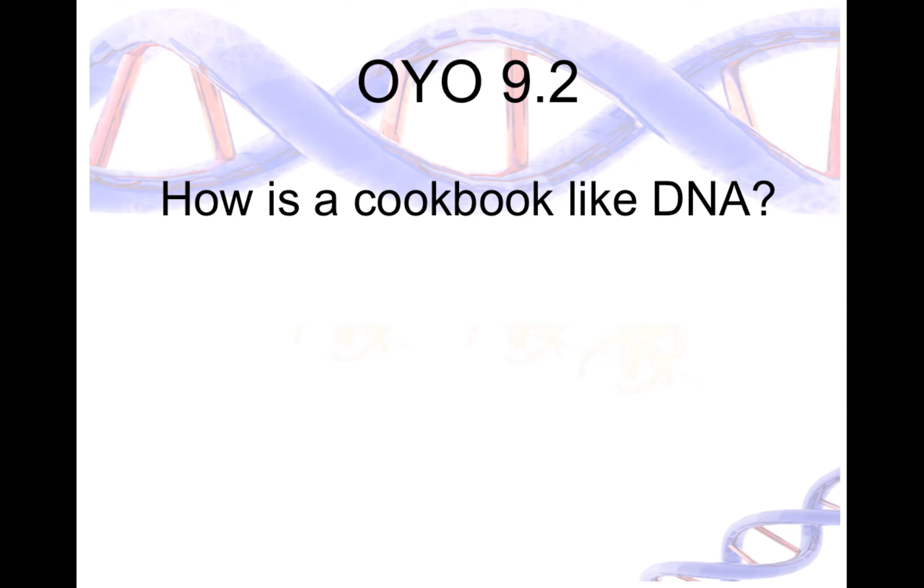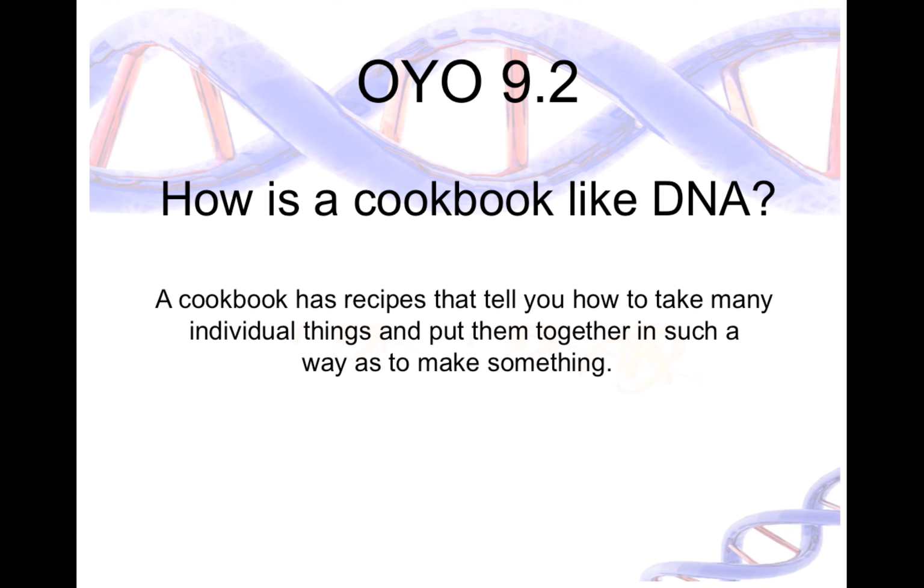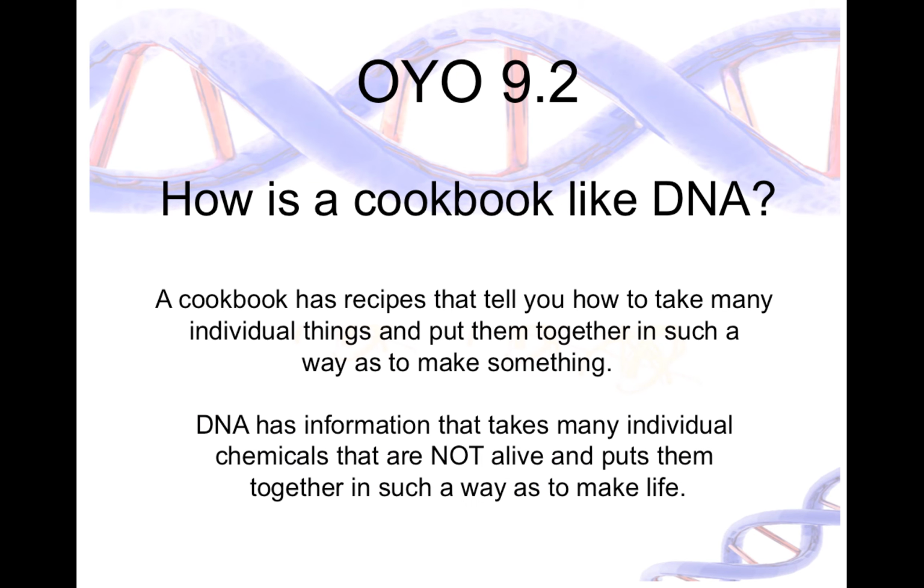One of your On Your Owns, On Your Own 9.2, asked the question, how is a cookbook like DNA? And this is a really good question, and I want to make sure that you understand this. A cookbook has recipes that tell you how to make many individual things and how to put them together in such a way as to make something. So it tells you how to take those individual ingredients and put them together to make something.